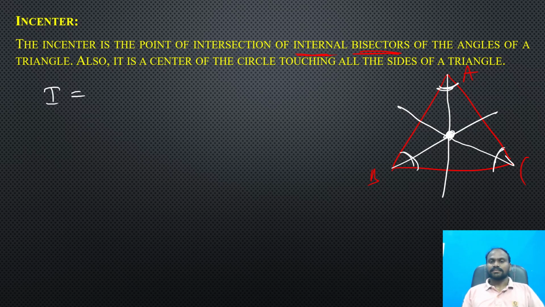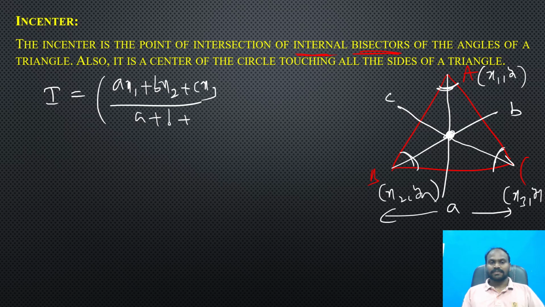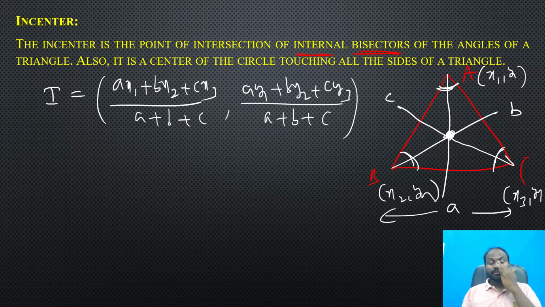And to find the incenter, if the given three vertices are (x1, y1), (x2, y2) and (x3, y3), and the side opposite to capital A is small a, which is the distance between B and C, the distance between A and C is small b, and the distance between A and B is small c, then the formula is (a x1 plus b x2 plus c x3) by (a plus b plus c), and (a y1 plus b y2 plus c y3) by (a plus b plus c), which is the incenter of the triangle. Directly you can remember this formula.